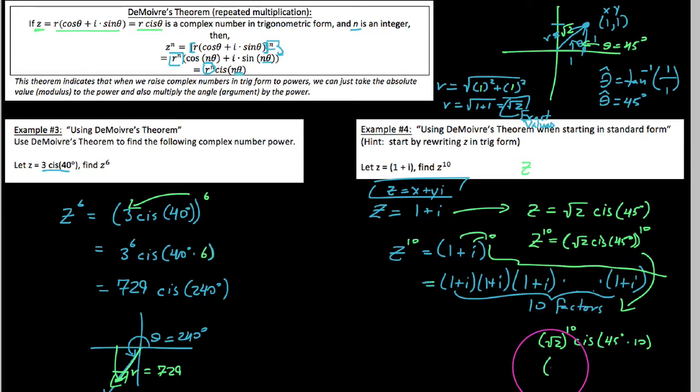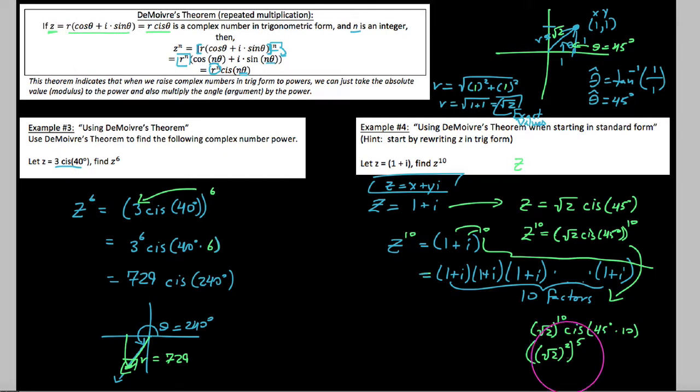And actually, I'll re-express this as root 2 squared to the 5th, which is to the 10th. The only reason I say this is because the square root of 2 squared is just 2. So we get 2 to the 5th, and 2 to the 5th is 32. We also get CIS 450 degrees.